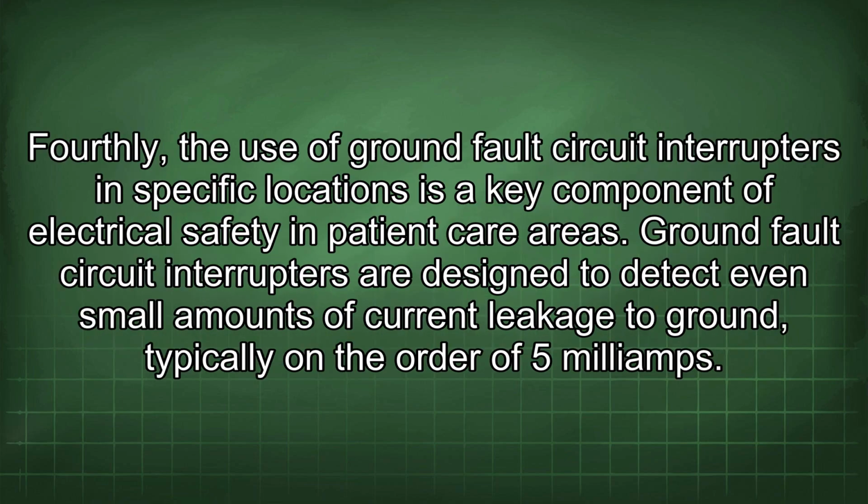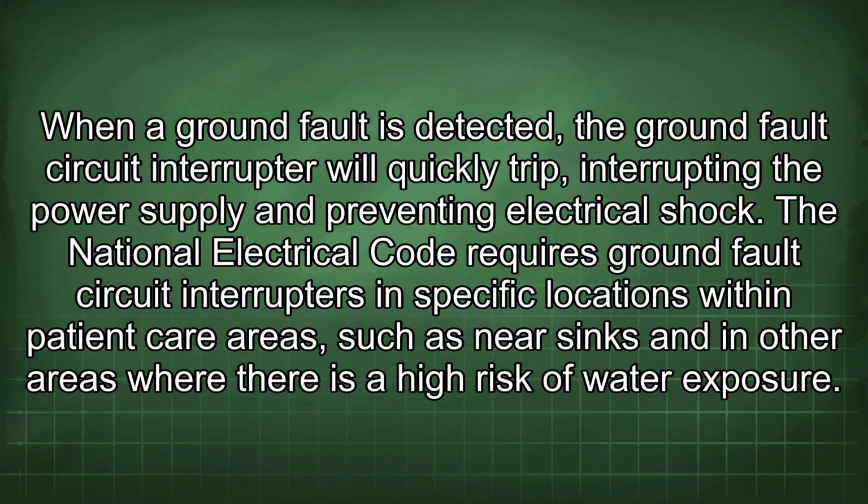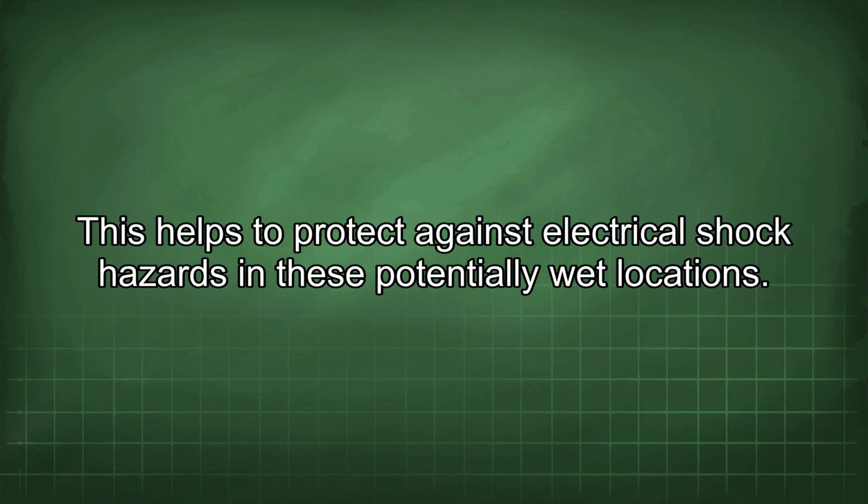Fourthly, the use of ground fault circuit interrupters in specific locations is a key component of electrical safety in patient care areas. Ground fault circuit interrupters are designed to detect even small amounts of current leakage to ground, typically on the order of 5 milliamps. When a ground fault is detected, the ground fault circuit interrupter will quickly trip, interrupting the power supply and preventing electrical shock. The National Electrical Code requires ground fault circuit interrupters in specific locations within patient care areas, such as near sinks and in other areas where there is a high risk of water exposure. This helps to protect against electrical shock hazards in these potentially wet locations.